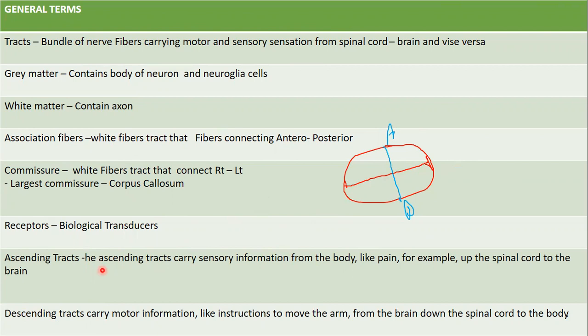Coming to what ascending tracts are, we have already discussed that the ascending tracts carry sensory information from the body. What type of sensation? Like pain, crude touch, then we have sexual sensation, then we have temperature. These are carried by the ascending tracts, whereas descending tracts carry motor information. These carry sensory, these carry motor, from brain downwards, and the ascending ones carry from spinal cord to the brain.